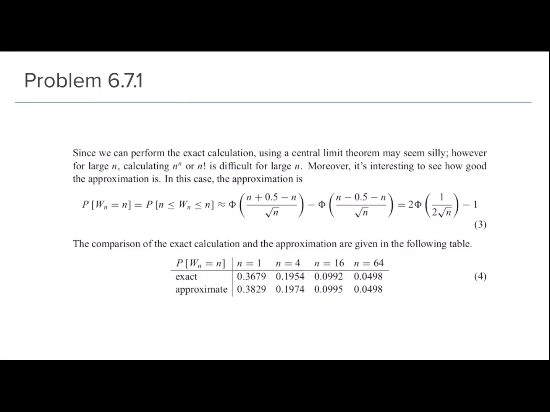And so in the table at the bottom, what we have are the exact and the approximate values. For n equal to 1, the exact value is 0.3679 and the approximate value is 0.3829. And as we see, for smaller values of n, there seems to be a small error. But as and when we get to larger values of n, the error becomes even smaller, and the values seem to be approximately equal. So this central limit theorem is often used for large values of n when computation of n factorial and other such values may be difficult.